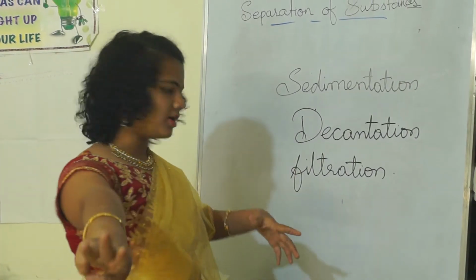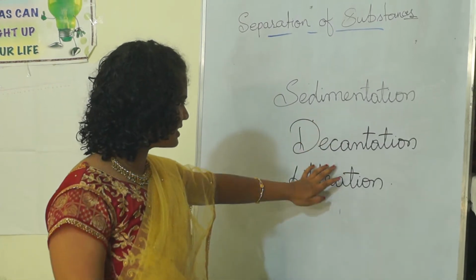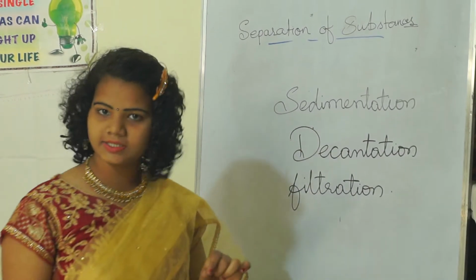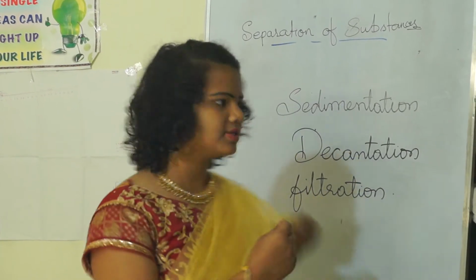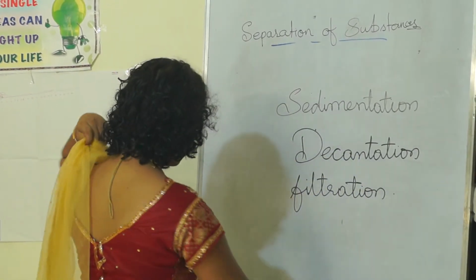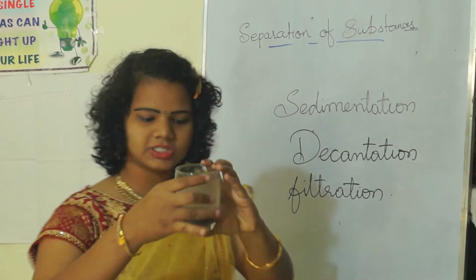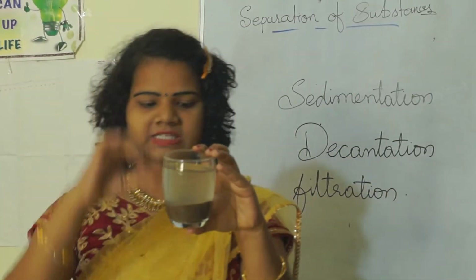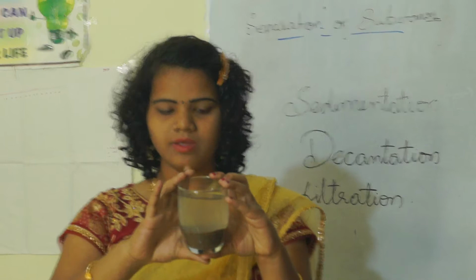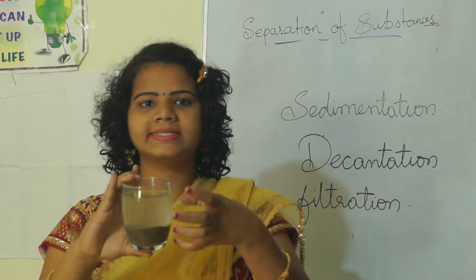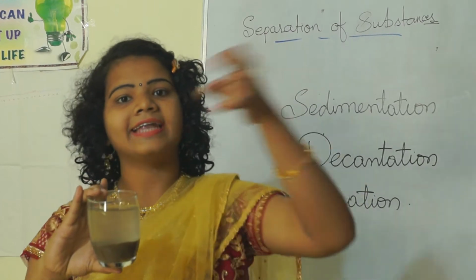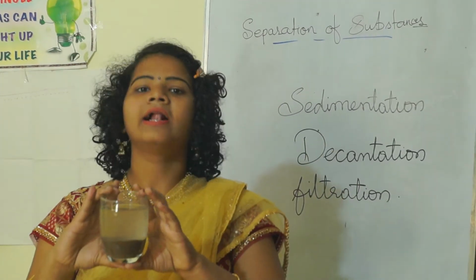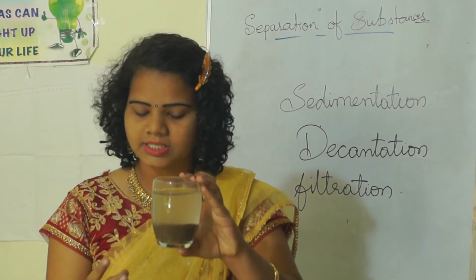So we have three processes: sedimentation, decantation and filtration. First of all, let's start with the sedimentation process. Here I have a mixture of sand and water. When the heavier component settles down after water is added to it, it is called the sedimentation process.